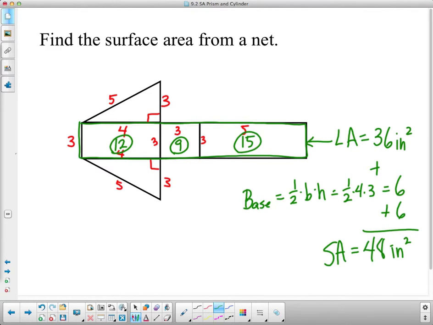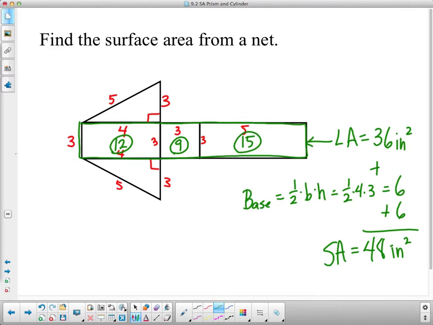So if you have the flat net, it's really easy to do. If you don't, it's a little bit harder to do. Now, there's a formula that can help us out, because what it does is puts these lateral areas all together. How long does this total rectangle have to be? When it wraps around, doesn't it have to wrap around the triangle?